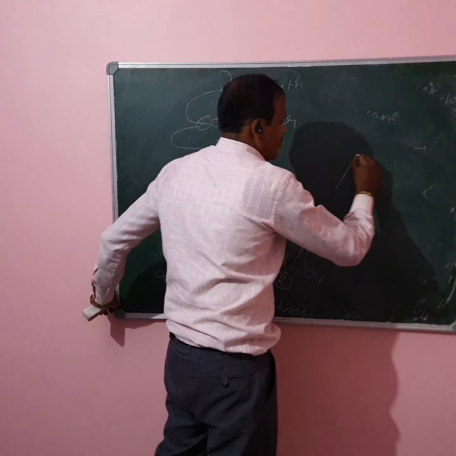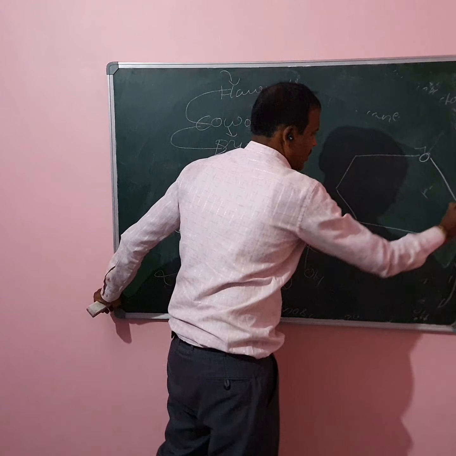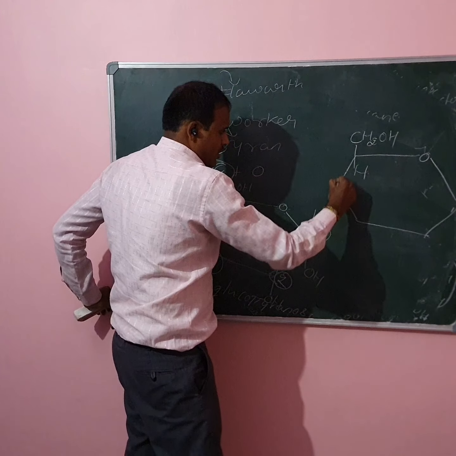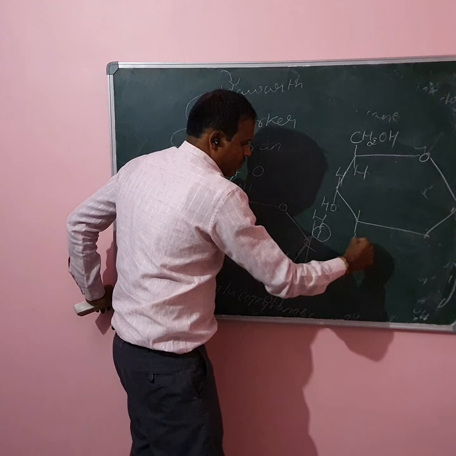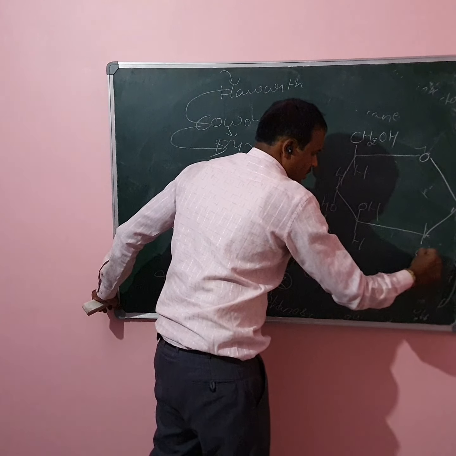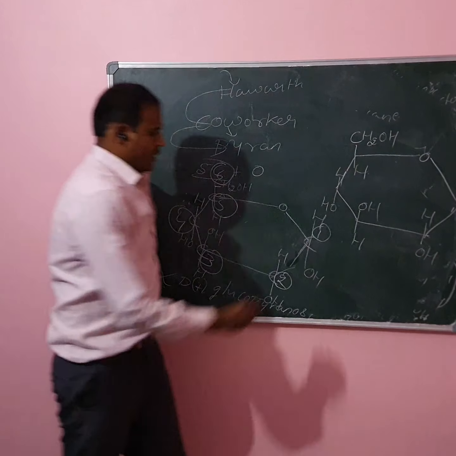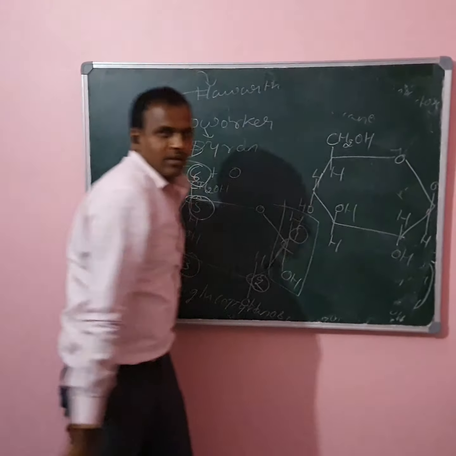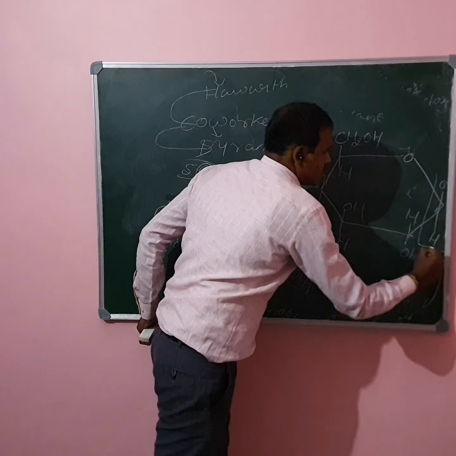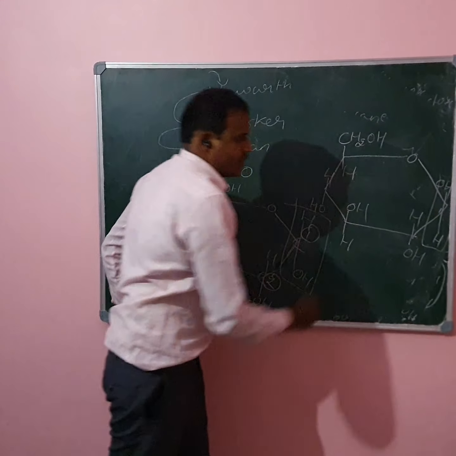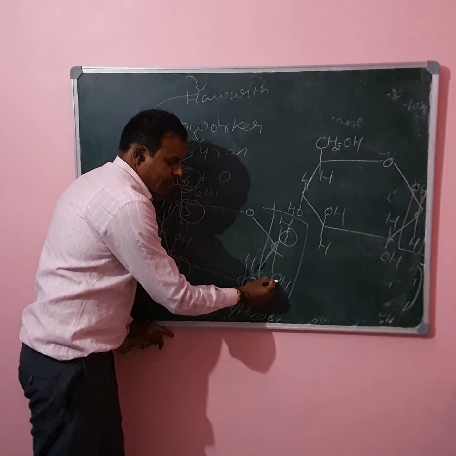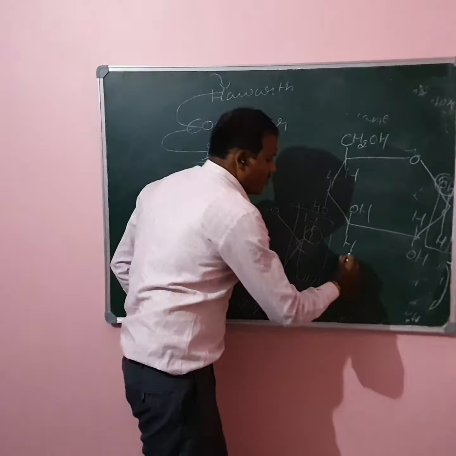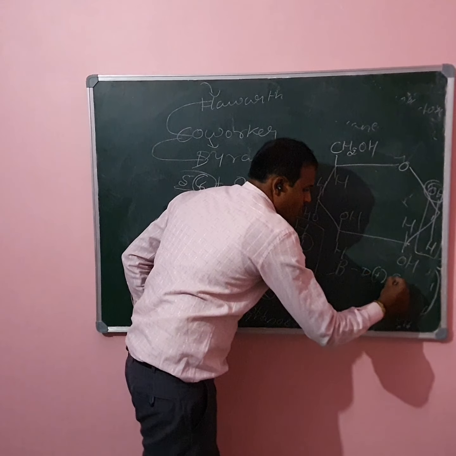Next is beta. Small changes here. This one is CH2OH, H, and the opposite is HO; the opposite is H, OH; the opposite is OH, H. And here it changes: the OH goes to the bottom side. In alpha, the OH is in the bottom layer; here the OH goes to the top layer. This is what you call beta D plus glucopyranose.